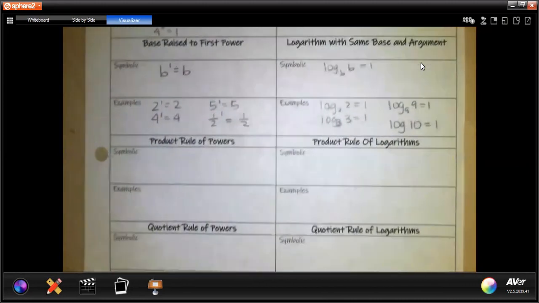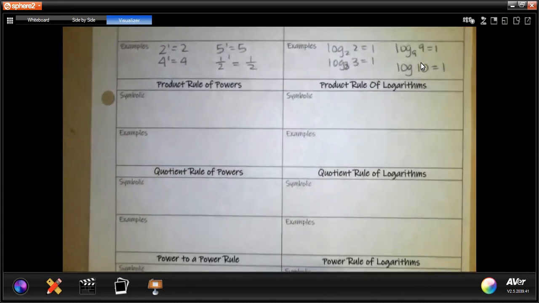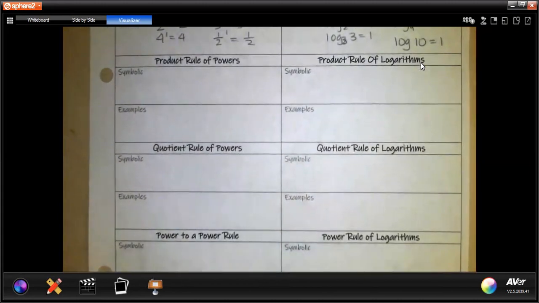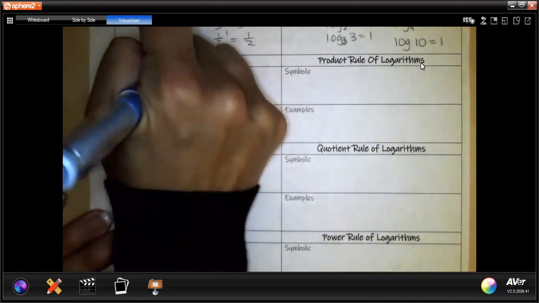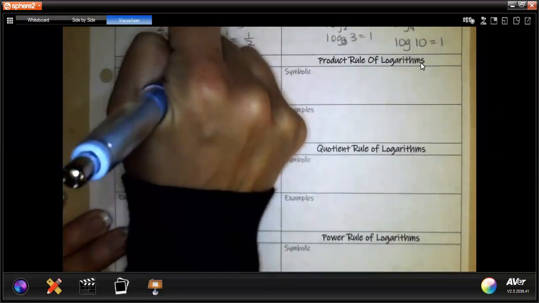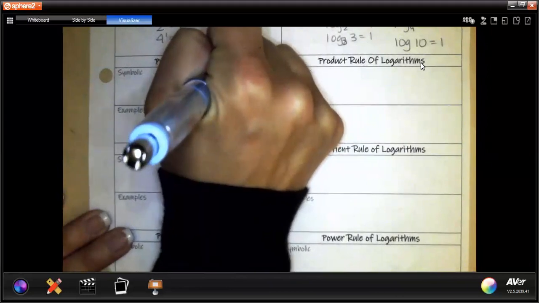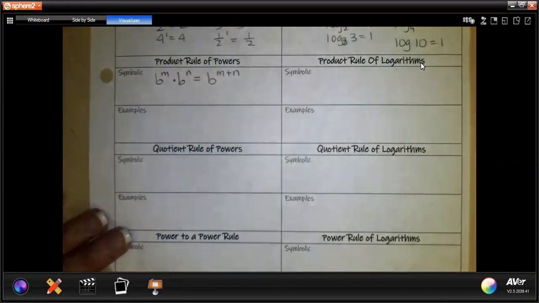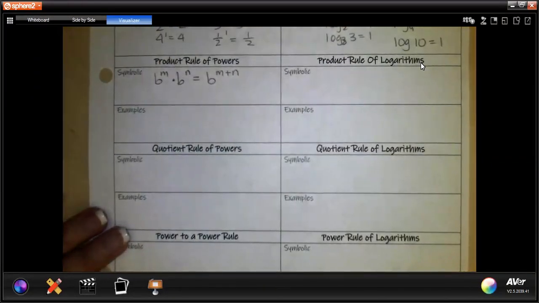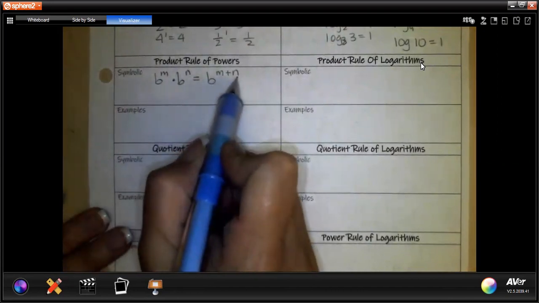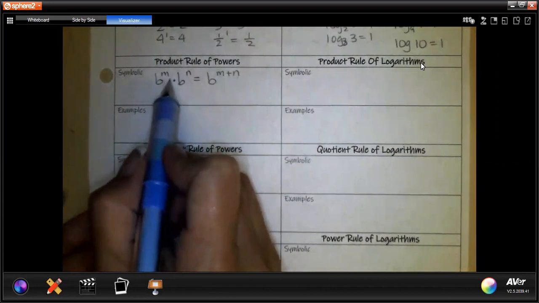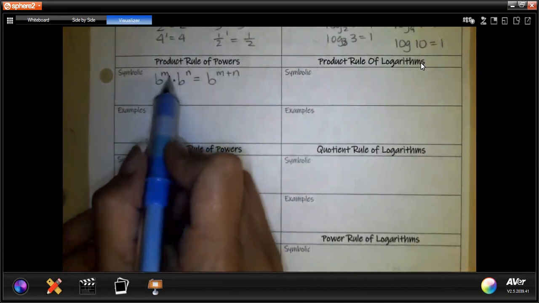All right, now we'll get to the ones that need a little bit more thought and that we're going to use more often. So the product rule of powers tells us that if we have the same base and we're multiplying, we add the exponents. So b to the m times b to the n is equal to b to the m plus n. So we keep that base and we add these exponents.